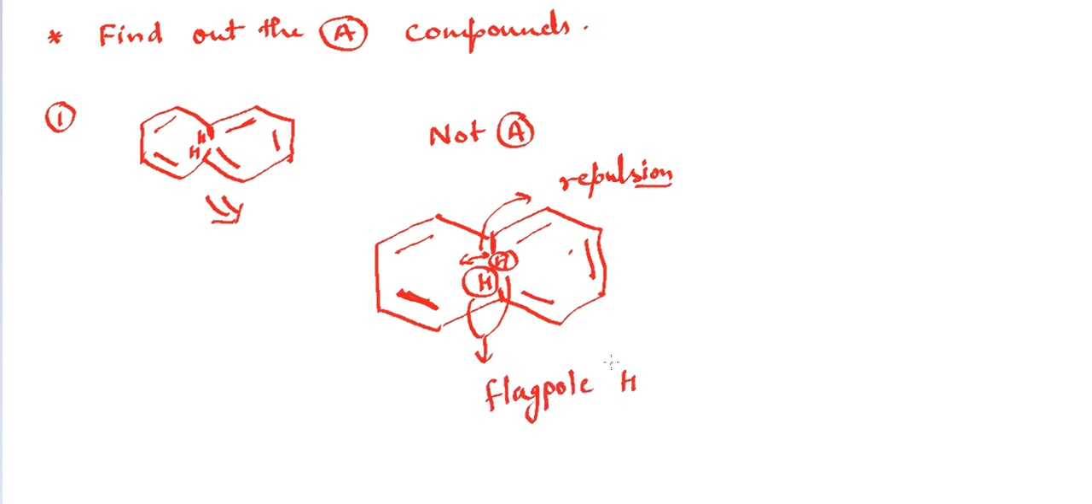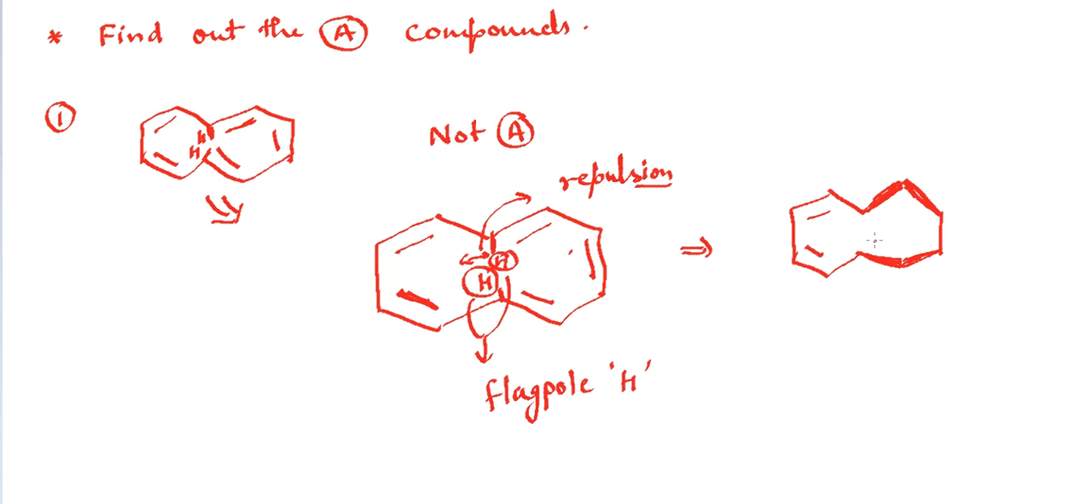Flagpole hydrogens. So due to this repulsion, this molecule changes its plane and becomes non-planar. So this part remains in one plane, whereas the other one, that is this one, goes in the above plane, which I am denoting by dark. So this now goes in the other plane. That is the reason it no longer remains aromatic, because of the change in the plane of the molecule.